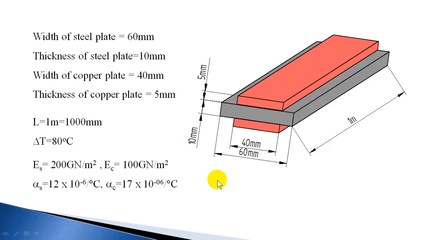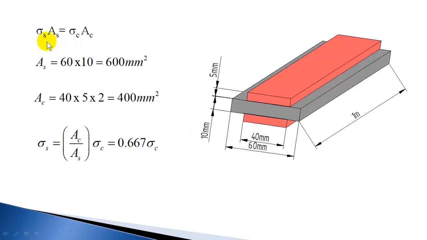And we have the first relation connecting the stresses, and they are related by area ratio. So you have that first relation, force in steel is equal to force in copper. So here both are of opposite nature. Copper is subjected to compressive stress and steel is subjected to tensile stress.